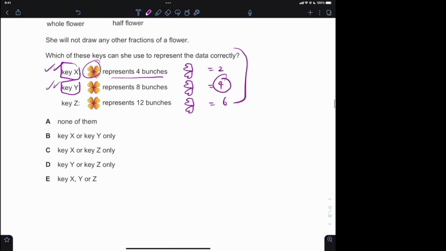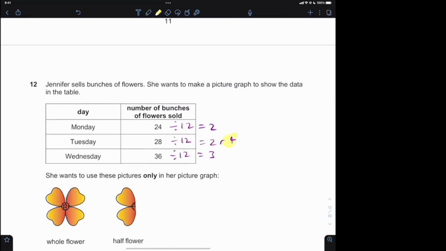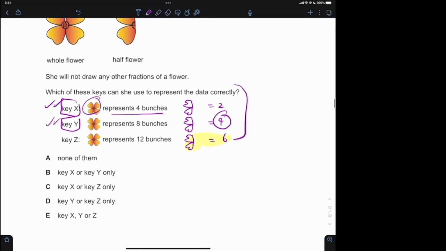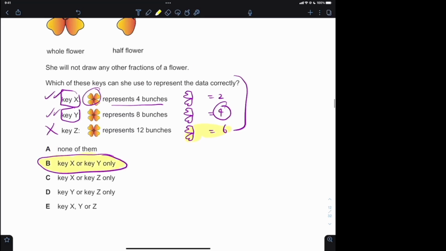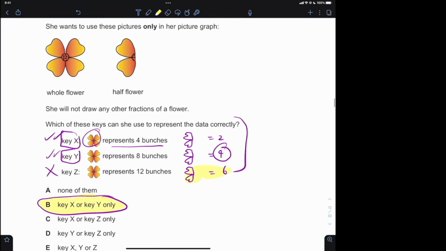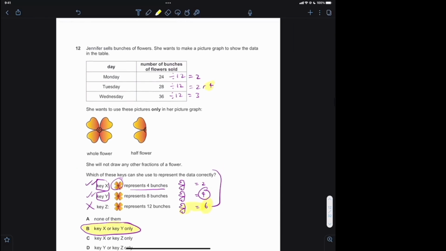But this doesn't work because we have half a flower being 6. There's no way of us representing a remainder of 4. So key z unfortunately cannot be used. Alright, so then our answer is going to be key x or key y only. Alright? So the remainders for key x and key y lined up. The remainder for key z did not. We had a remainder of 4 when we need only remainders of 6 in order to keep it to only whole flowers and half flowers. Alright, so that is question 12 done.